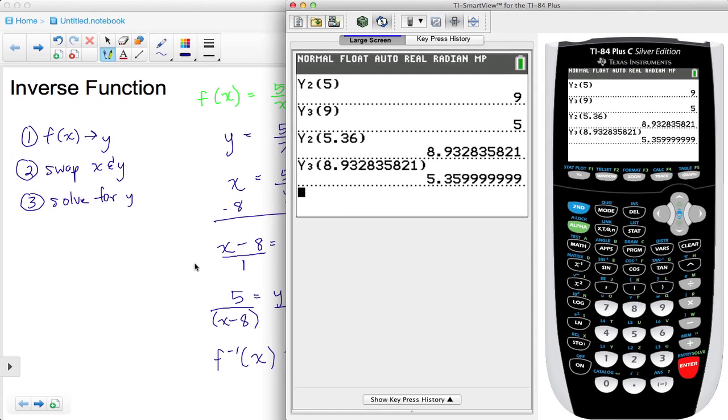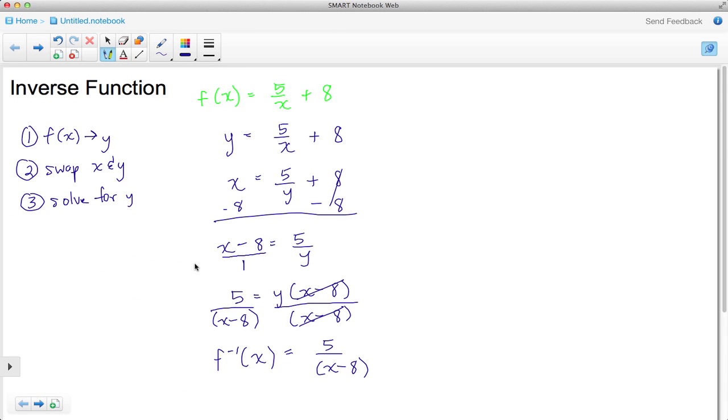Alright, that sums it up for this tutorial on working with the inverses of reciprocal functions.